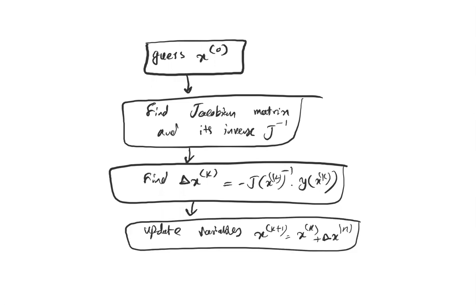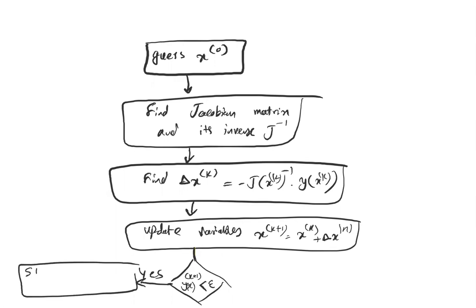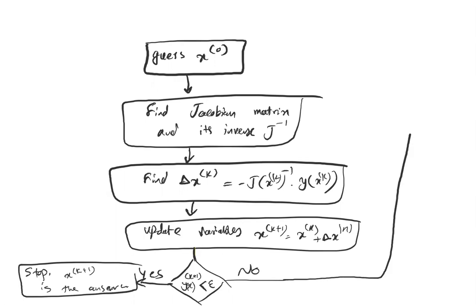The next step is checking the convergence criteria. If y evaluated at x k plus 1 is less than epsilon. If yes, then stop, and x k plus 1 is the answer. If no, what will happen? We go to step 2. So this is the flow chart for the Newton-Raphson method.